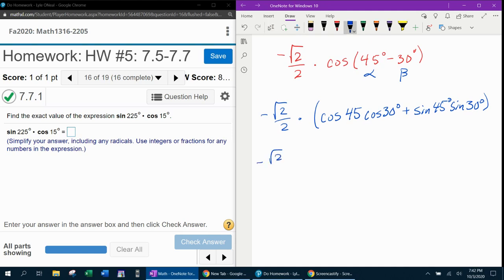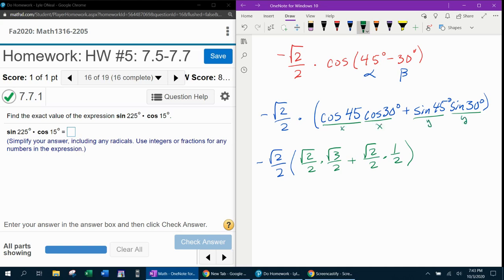And then we need to evaluate. So that's going to be negative square root of 2 over 2 times cosine of 45. Cosine of 45, that's going to be square root of 2 over 2. Cosine of 30, that's going to be square root of 3 over 2. Sine of 45 is going to be square root of 2 over 2. And sine of 30 is 1/2. Again, getting all of those values from the unit circle.